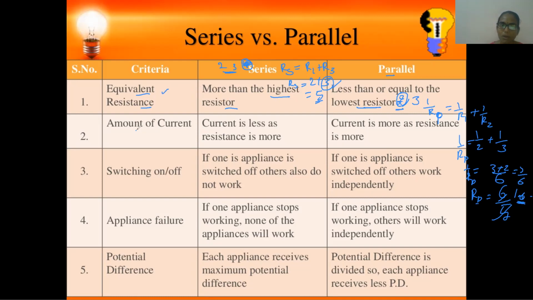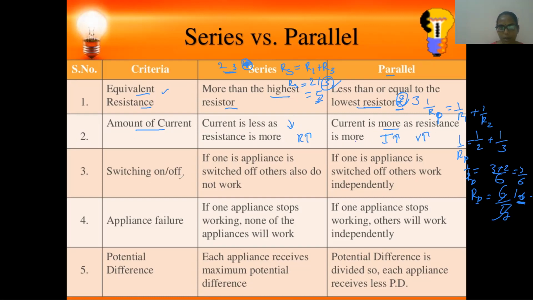And the next one, amount of current. In series, current is less as the resistance is more. Okay, as the resistance increases, current is going to decrease. And here in parallel, current is more as the resistance is more. Okay, current will increase as the resistance increases.